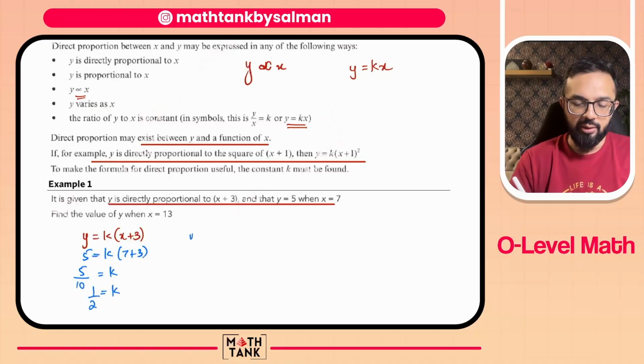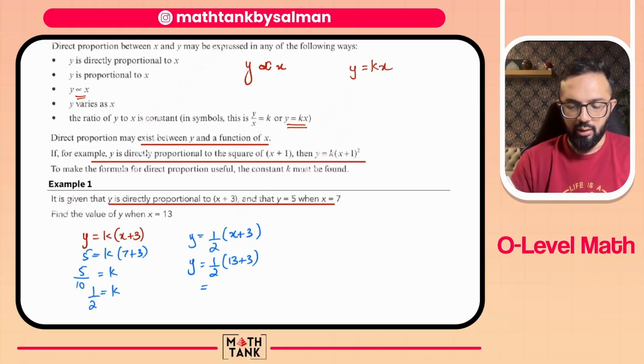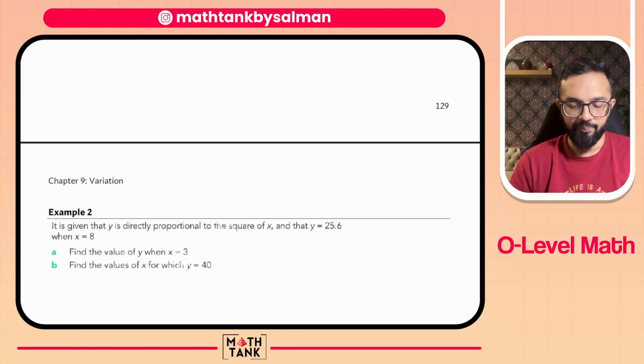And then you rewrite your equation with the value of k. Now what is the question asking you? It's asking you to find the value of y when x is 13. So it's usually a two-step question where you are supposed to come up with a final answer. In this case, the answer is 8. So y is 8 when x is 13.